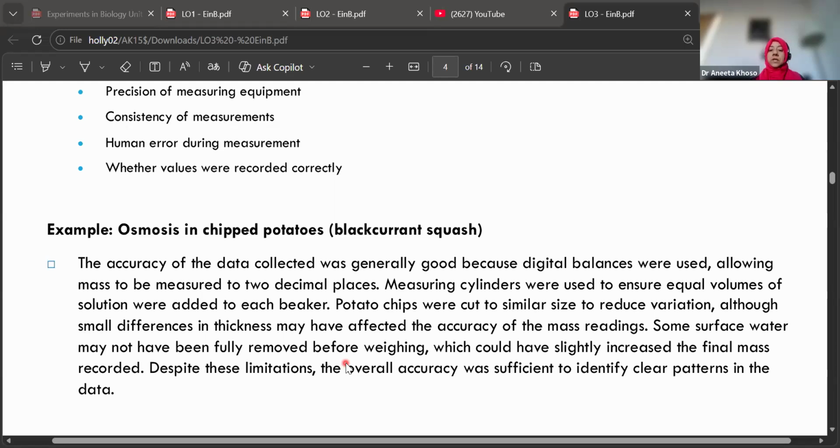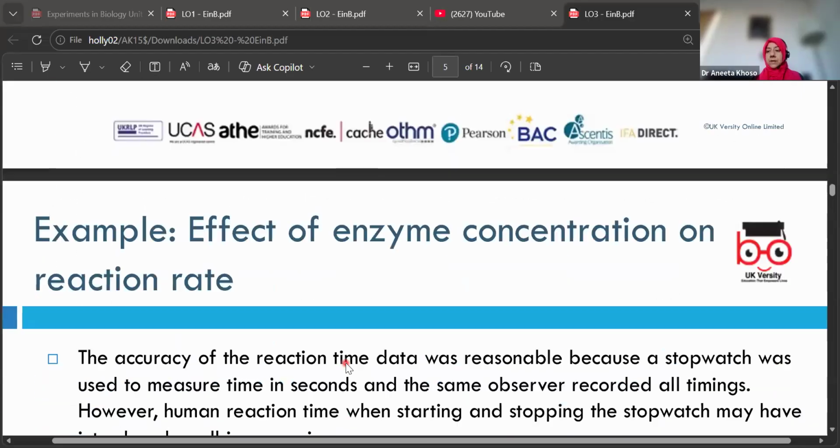Potato chips were cut to similar sizes to reduce variation, although small differences in thickness may have affected the accuracy of mass readings. Some surface water may not have been fully removed before weighing, which could have slightly increased the mass, which was the final mass recorded. Despite these limitations, the overall accuracy was sufficient to identify clear patterns in the data.